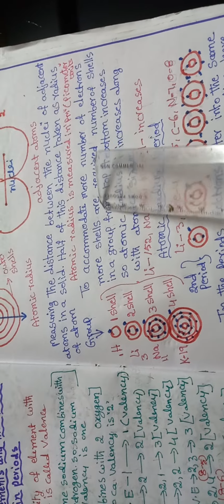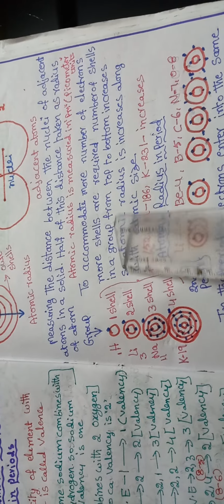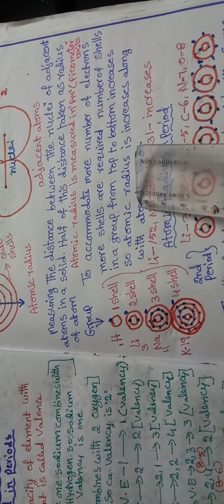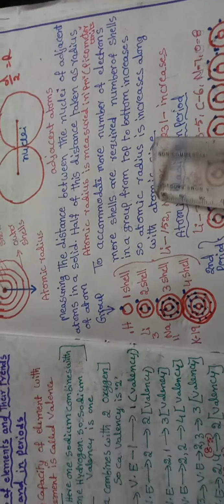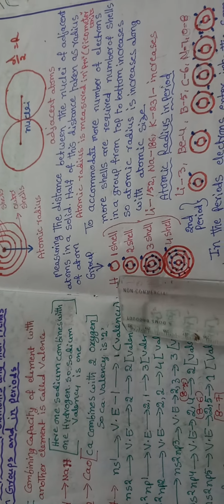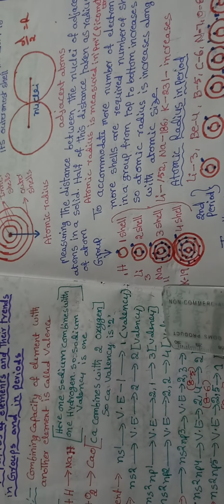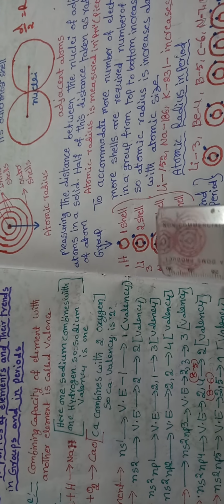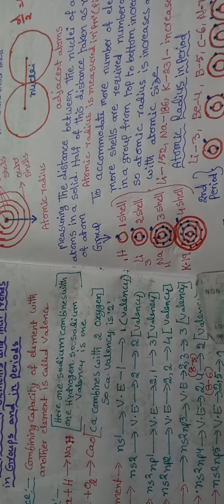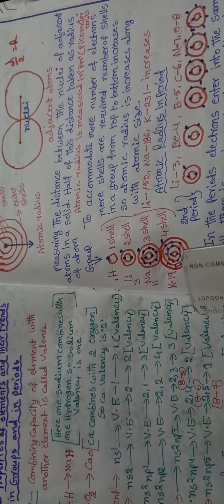To accommodate more electrons, more shells are required. The number of shells in a group increases from top to bottom, so atomic radius increases along with atomic size. Group wise, hydrogen has 1 electron, so 1 shell is required. Lithium has 3 electrons, 2 shells. Sodium has 11 electrons, 3 shells. Potassium has 19 electrons, so 4 shells are required.